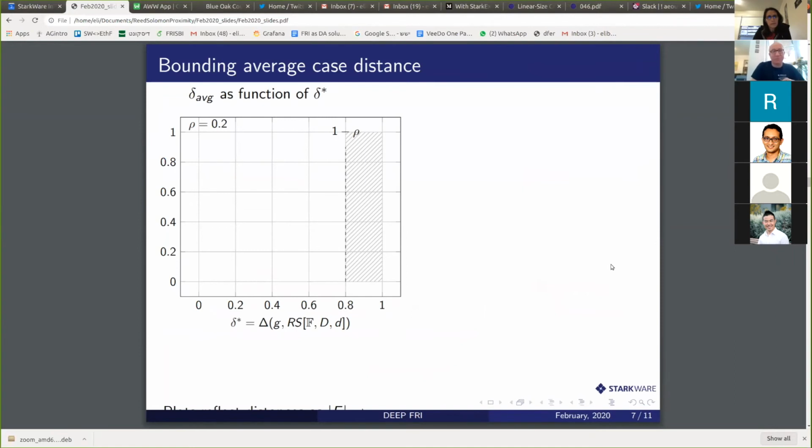So now I just want to plot these results. So what we have here is the x-axis here is delta star. It is the worst case distance. And then the y-axis is what is the average case distance. And we would like it to be as high as possible. So this would be optimal, the green line. If whenever, for any value of delta star, your delta average is the same. And notice that the covering radius of the Reed-Solomon code is 1 minus rho, meaning there's no function that is farther than 1 minus rho. So your graph must end at 1 minus rho. There's no distance above that.